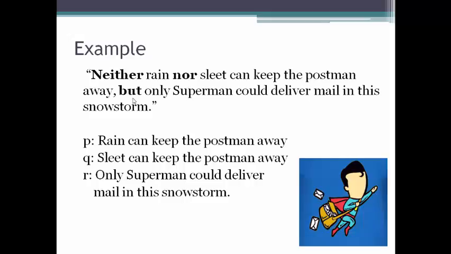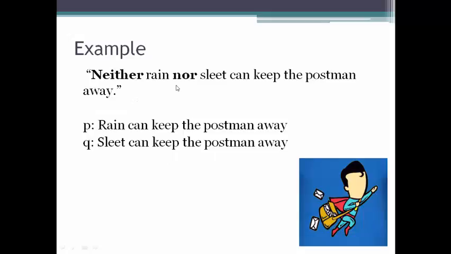Okay, so because this sentence is more complex, it'll be easier if we break it down into parts. Let's take this first part, just the neither rain nor sleet can keep the postman away. So now we're working with just two simple sentences, P and Q, and two connectives, the not connective and the or, the disjunction connective. It'll be easier if we separate the not from the or.